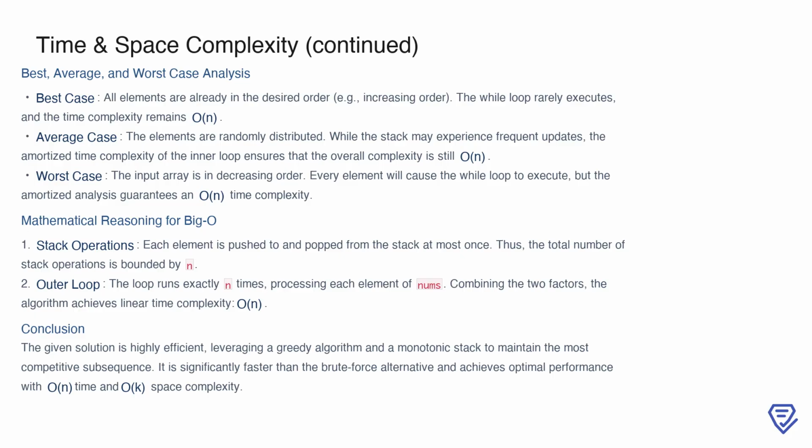Yet, even in this case, the amortized analysis guarantees that the total number of stack operations does not exceed n, maintaining an O(n) time complexity. The mathematical reasoning behind this lies in the fact that each element is pushed to and popped from the stack at most once, and the outer loop processes each element exactly once. As a result, we achieve an efficient solution with O(n) time complexity and O(k) space complexity, making this approach not only optimal but also highly practical for competitive subsequence problems.